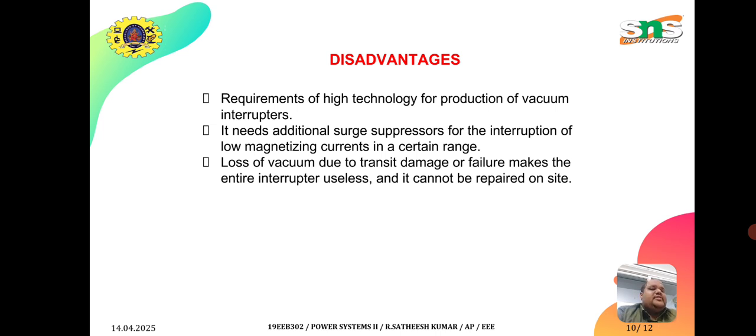Then it has some limitations too. It requires high technology for vacuum interruptions. It needs additional surge suppressors for interruption of low magnetizing current in a certain range. There is also loss of vacuum due to transit damage or failure, making the entire interrupter useless. It cannot be repaired on site. It has to be moved to a proper place, and the operation of bringing it back to the original state is quite a complex process.